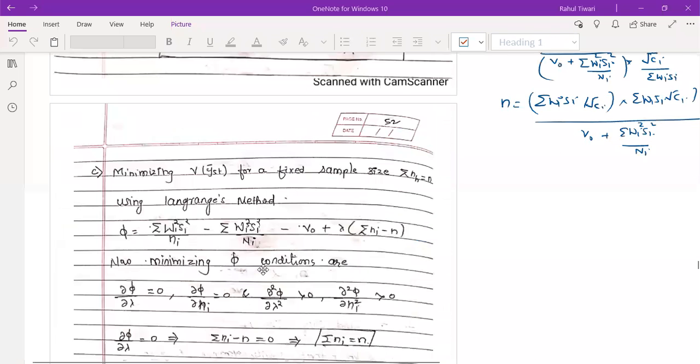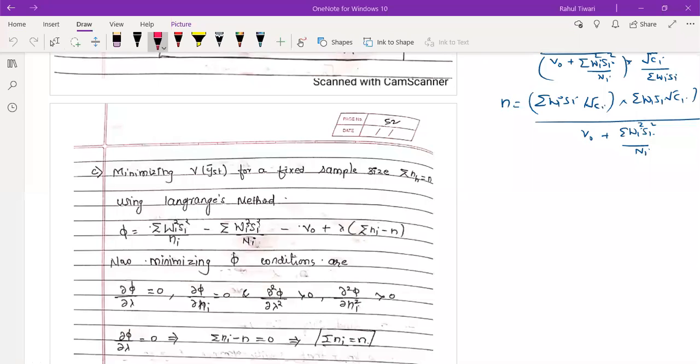This is part C. We need to minimize the variance for a fixed sample size, sum of Ni equal to N. So whenever I have a fixed sample size, that term will be multiplied with the Lagrange's constant. Lambda is the Lagrange's constant, multiplied with the constraint, summation Ni minus N, and this is your variance.